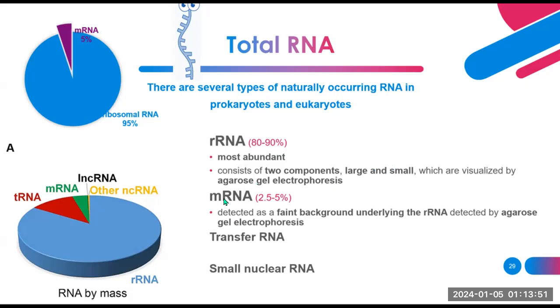We also have the one which constitutes only 2.5 to 5%, the messenger RNA, and it is detected as a faint background underlying the ribosomal RNA and is visualized by agarose gel electrophoresis. We also have other smaller, very minute amounts of RNAs, transfer RNAs, and small nuclear RNAs and other RNAs.